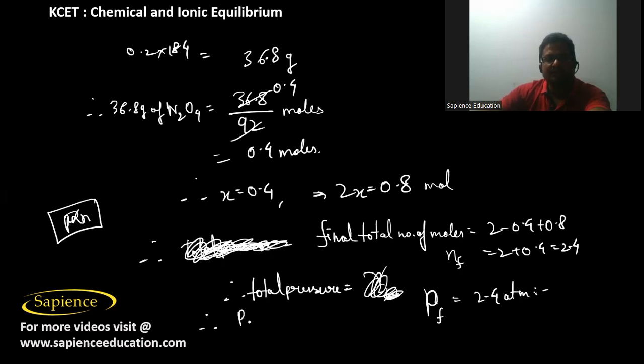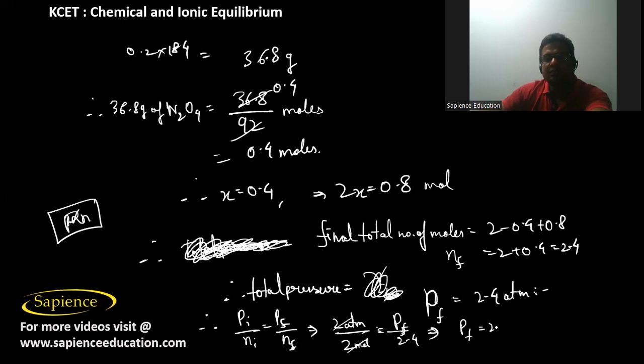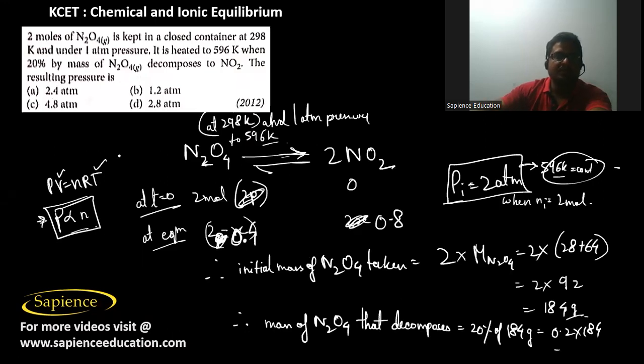Therefore I can say P initial by N initial will be equal to P final by N final. So P initial is 2 atmosphere by the initial number of moles, also 2 moles, and the final pressure we have to find by the final number of moles, which is 2.4. If we solve it, then we will get P final as 2.4 atmosphere. Okay, so it means that option A is the correct answer.